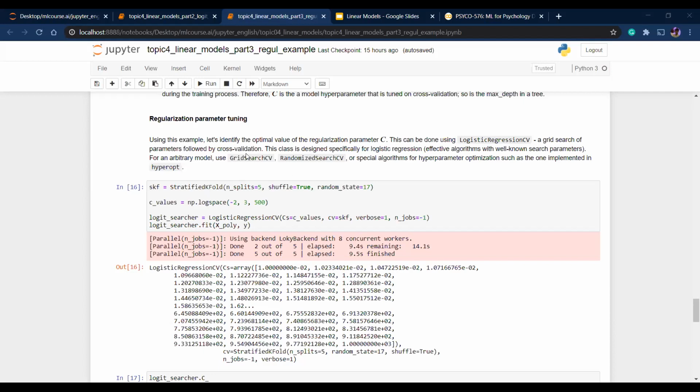Now I'll give you an overview of how you can expedite the process of tuning the regularization parameters. By tuning, I mean you change the value of C, which is 1 over lambda, and you inspect the change in performance of the model.